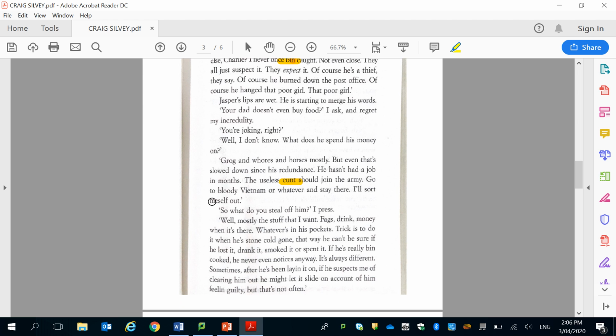I should actually just go back here to this one. I sort myself out. So again, that's slang pronunciation and use of accent there in his pronunciation of myself.